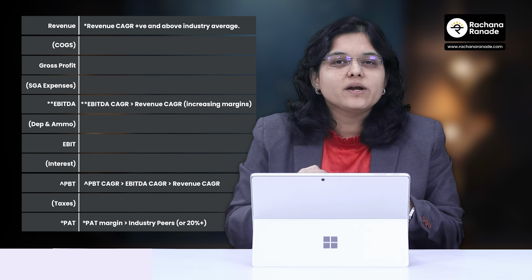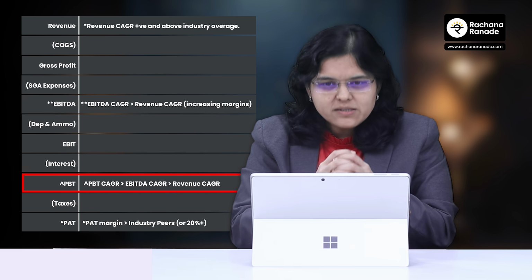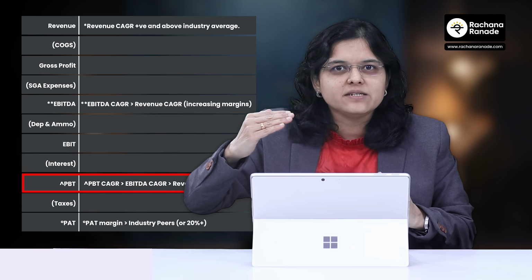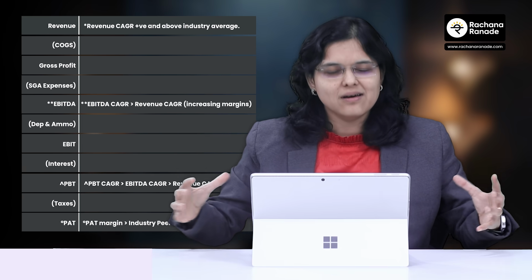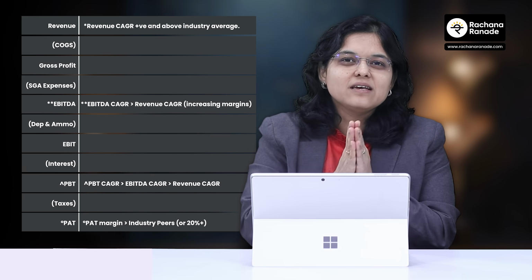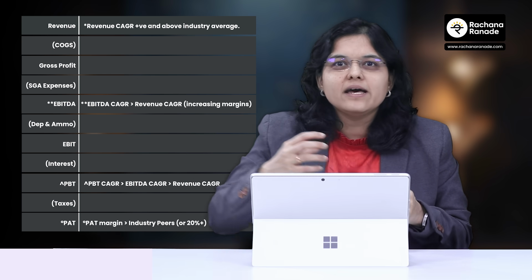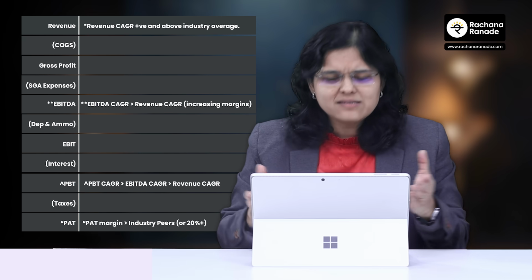And ultimately, I check the PBT CAGR. Why? Because if PBT CAGR is higher than EBITDA CAGR, and that is ultimately higher than the revenue CAGR, it's like gold. It means that the company is not only growing its revenue, they're also managing their expenses well, and their ultimate earnings growth is very good, right? So all these things is what I check.